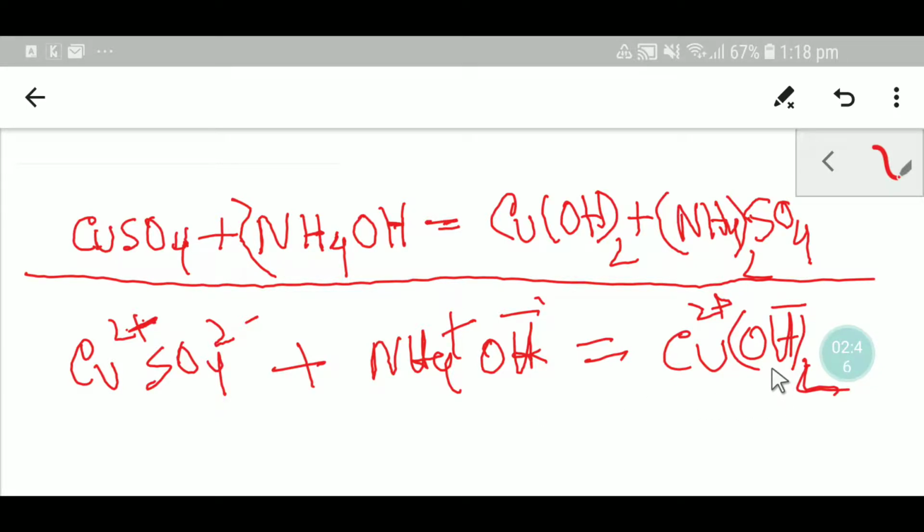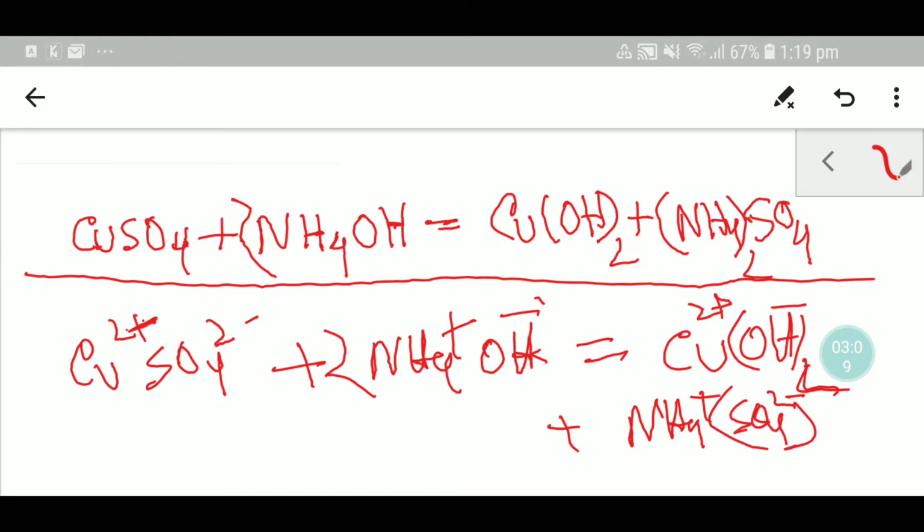So I am getting here 2 hydroxide, and this 2 hydroxide must come from this compound, so I have to put here 2, right? Okay, so copper will go with hydroxide and this ammonium will go with sulfate, so ammonium sulfate is 2 negative, but to balance the positive and negative I will put here 2, right? Sulfate 2 minus and ammonium, this bracket will not be applicable here, so we are getting 2 ammonium, and already we have that. So this is the balanced equation.